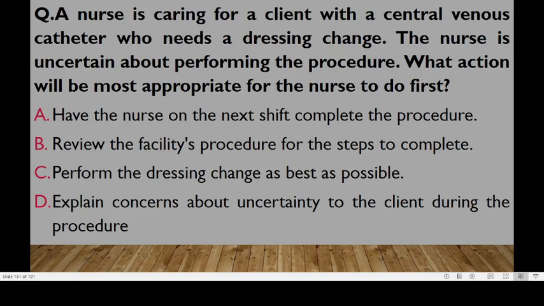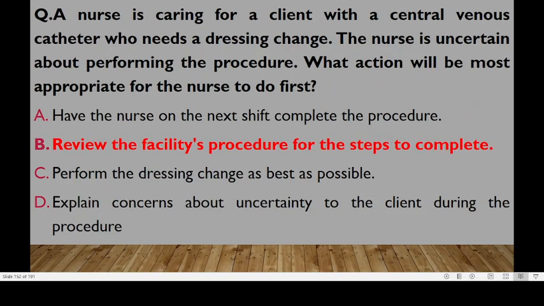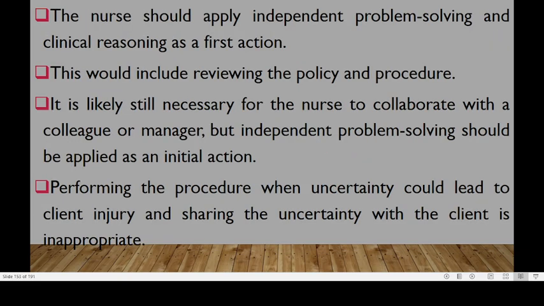A nurse is caring for a client with a central venous catheter who needs a dressing change. The nurse is uncertain about performing the procedure. What action will be the most appropriate for the nurse to do first? You have to review the facility's procedure for the steps to complete. Right? The nurse should apply independent problem solving and clinical reasoning as a first action. This will include reviewing the policy and the procedure.